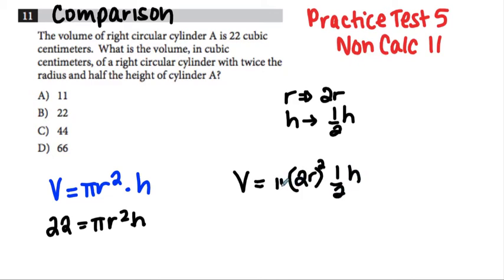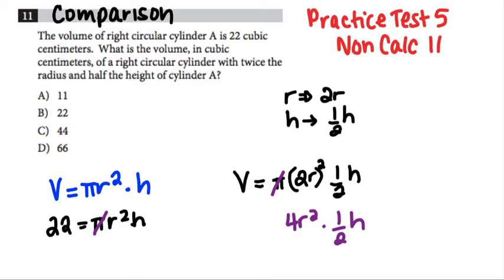All right, now it wants to know what the volume would be. Well, hopefully you recognize that we're trying to make these equivalent expressions. The pi's don't really matter, but you could leave it as well. We really just want to see what's happening. We know that right now r squared times h times pi is going to give us 22. Let's see what happens here. When I put that 2r in parentheses, that's going to give me 4r squared times 1/2 height.